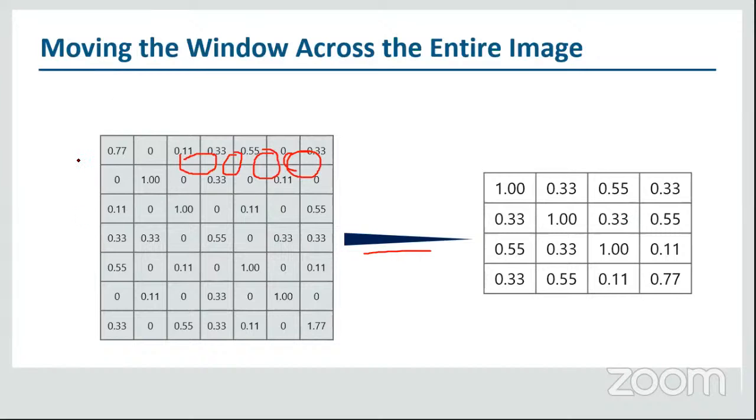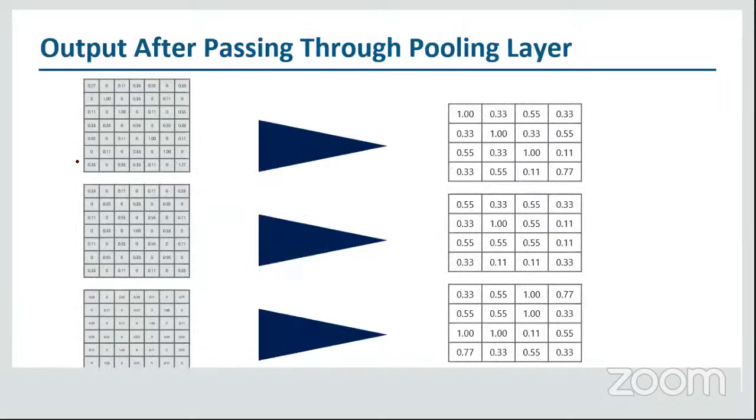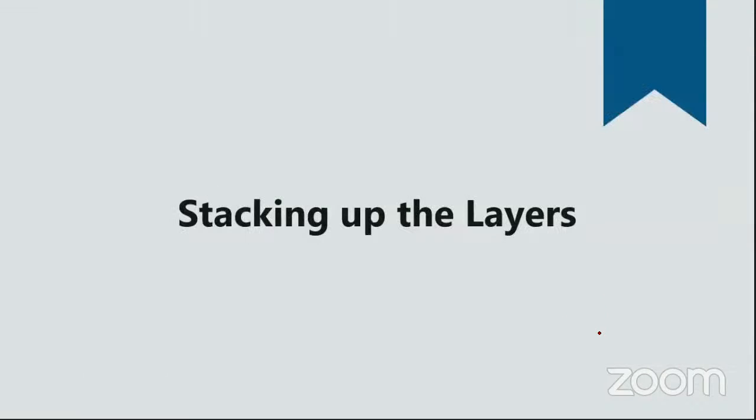This I repeat for all three of my filters, where I have my stride input and get to see the output. This got my values which are created. Once I have done this, I have to do stacking up of layers. That was the last activity in my CNN.